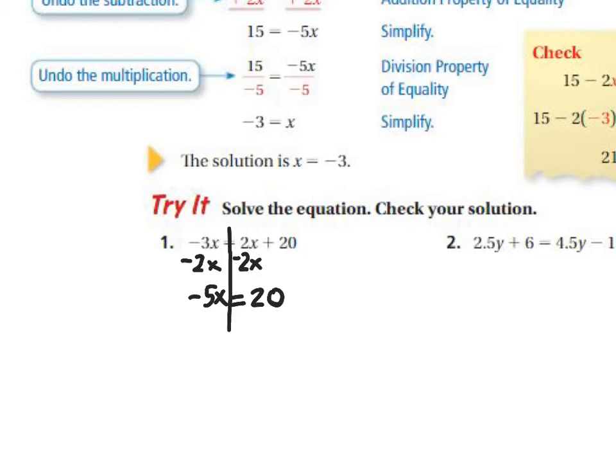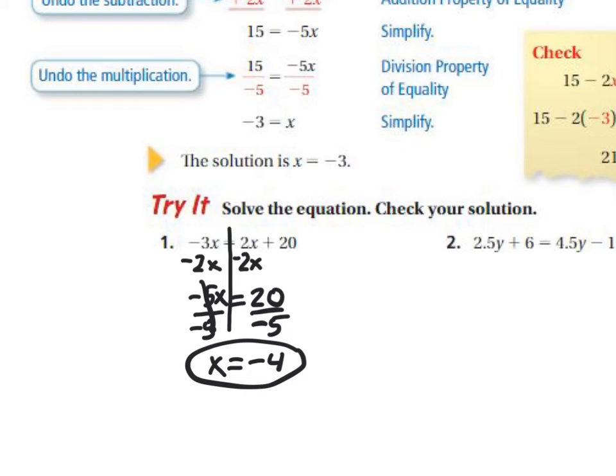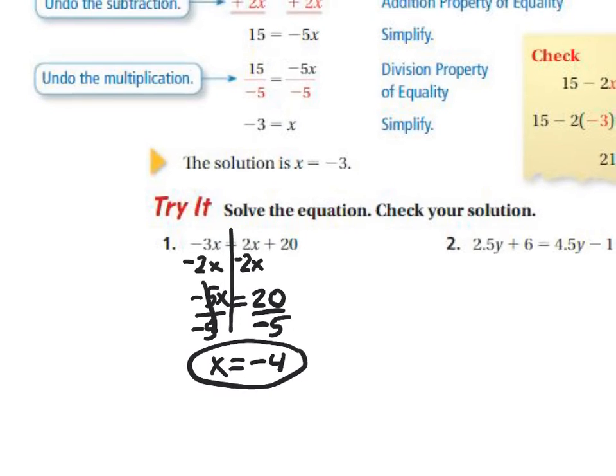Here we have a one-step equation. We divide both sides by -5. This cancels out and you're left with x equals -4. Your laws of exponents again, positive divided by a negative gives you a negative.